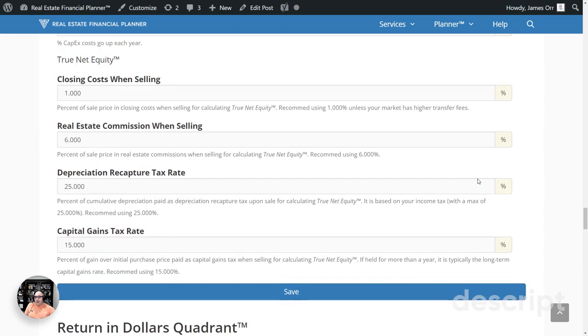And then in order to calculate how much true net equity she would have if she were to sell the property, we ask you, okay, what will your closing costs be when you sell? In this case, we've assumed it's 1% of the transaction. What are your real estate commissions when you're selling? In this case, we've assumed it's 6% of the price that she sells it for. What's the depreciation recapture tax rate? So any depreciation you got from the government when you owned the property, you now need to pay depreciation recapture tax when you sell it. And so what is your depreciation recapture tax rate? That's 25%.